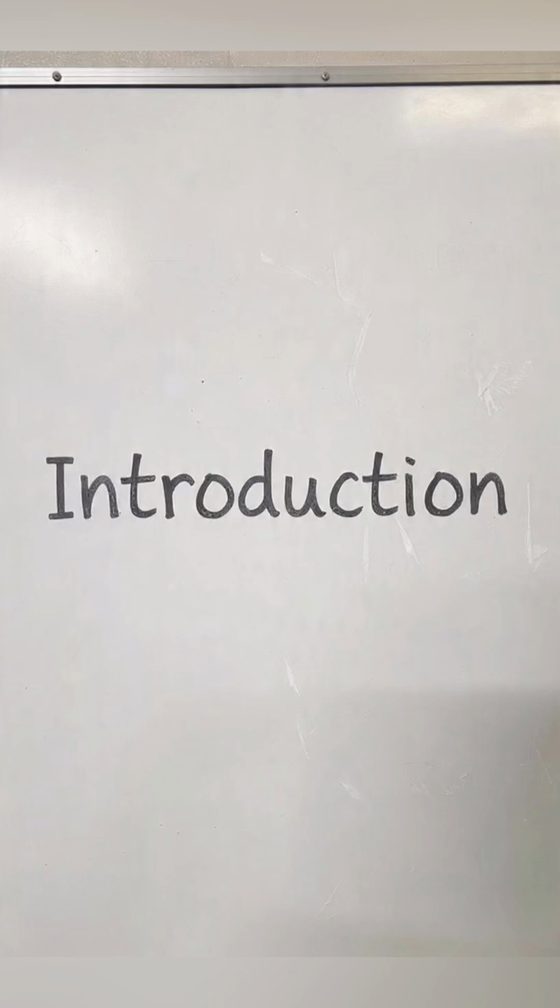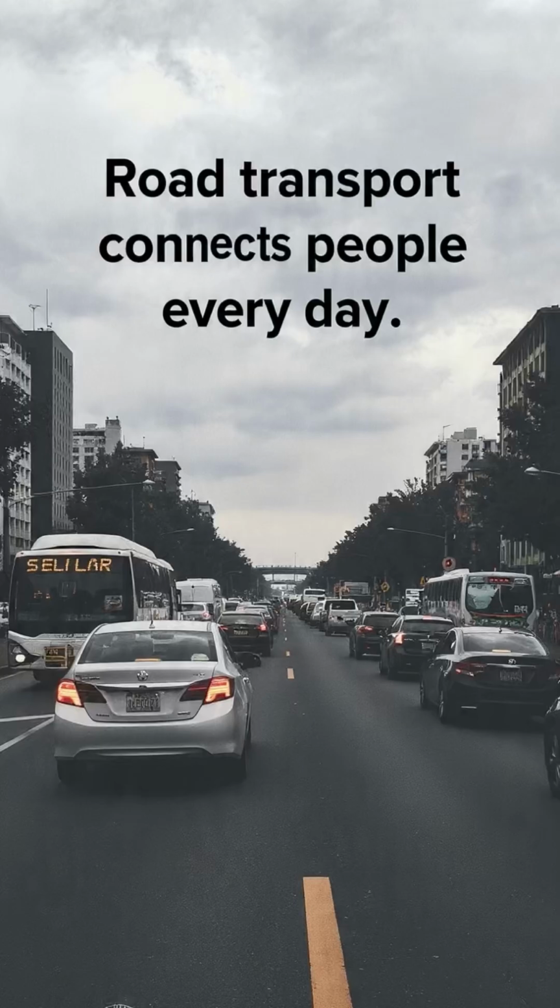The road transport connecting people. The first visual shows a crowded road with buses, cars, and motorcycles. This image represents road transport, which is the most widely used means of transportation. Roads connect villages, towns, and cities. People use roads daily for commuting to work, schools, and markets. Road transport is flexible because vehicles can travel directly to many places.